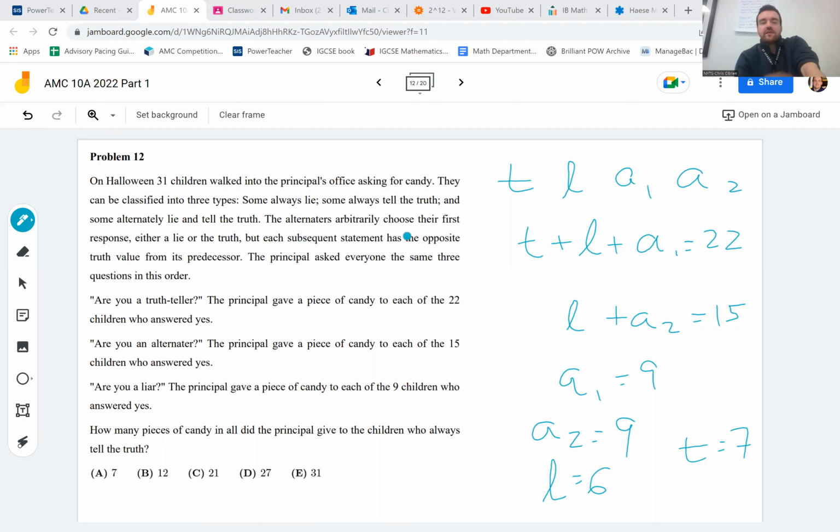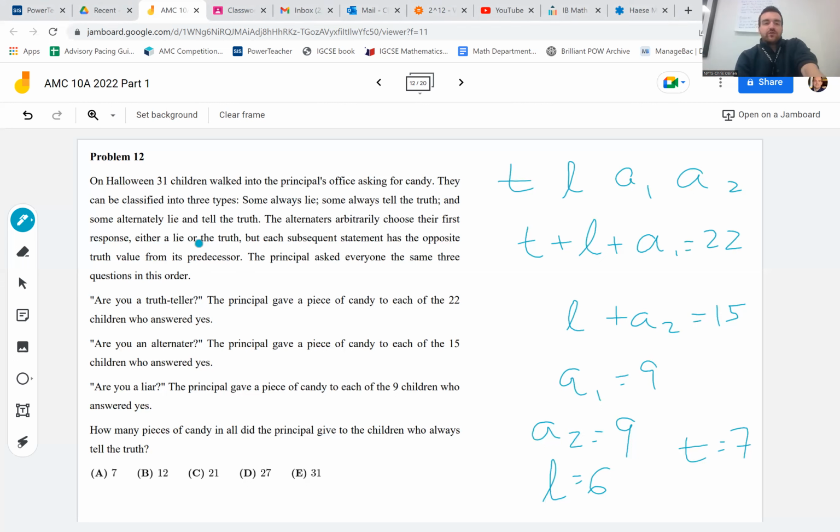All right, so it says on Halloween, 31 children walked into the principal's office asking for candy. They can be classified into three types. Some always lie, some always tell the truth, and some alternately lie and tell the truth. The alternators arbitrarily choose their first response, either a lie or truth, but each subsequent statement has the opposite truth value from its predecessor. So if they lie the first time, they will tell the truth the next time, and then they will lie the next time. So it's always switching, right?